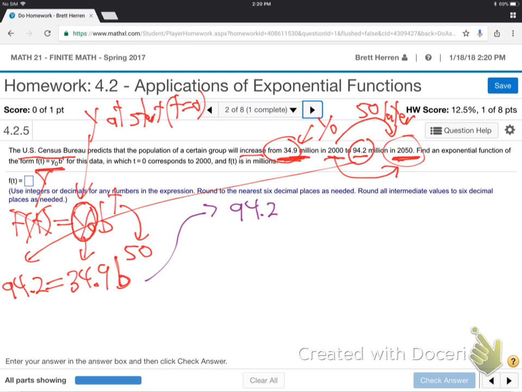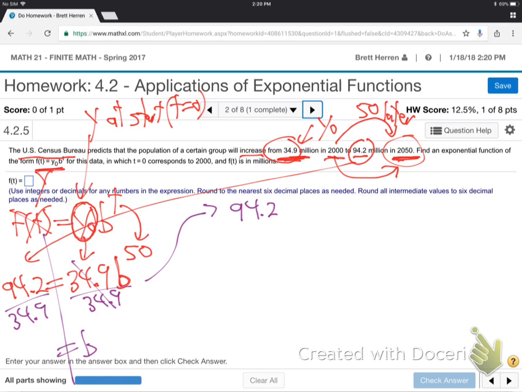So 94.2. Well, here, let me start back here. How am I going to solve? B is, here's the equal sign. B is over here saying, I want to be alone. Get rid of all this stuff. Get rid of this 34.9. Get rid of this 50 so that I can be alone. Not easily done. First step, let's get rid of that 34.9. How are we going to get rid of that 34.9? Divided, huh? Because it's times. Yeah, perfect. So divide both sides by the 34.9.